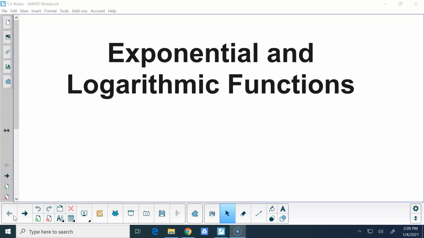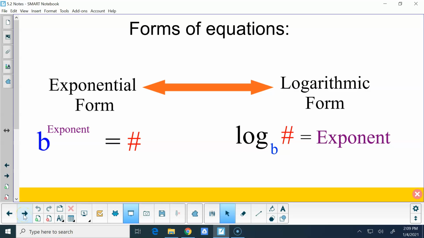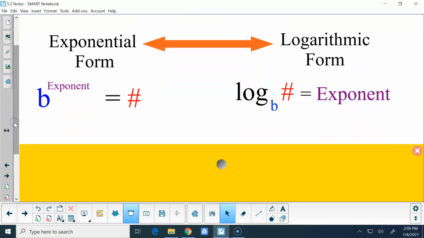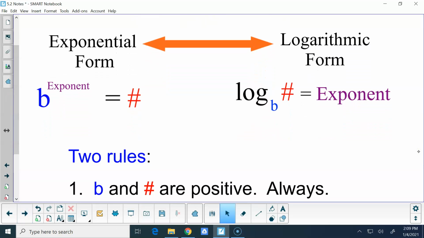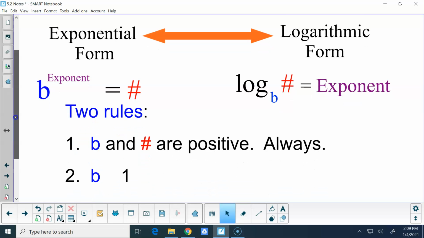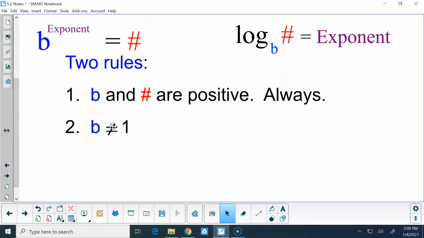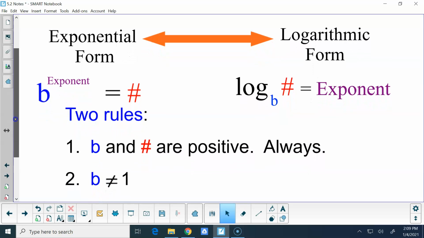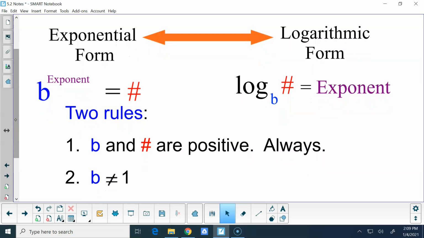So exponentials and logarithmic functions, again, this is day 2, Tuesday. Just a refresher from what we learned yesterday. We've got exponential forms and logarithmic forms. We're going to flip-flop between them in order to solve them. But we've got these two special rules where b and our argument have to be positive and b can't be 1. Okay, we talked about that yesterday.